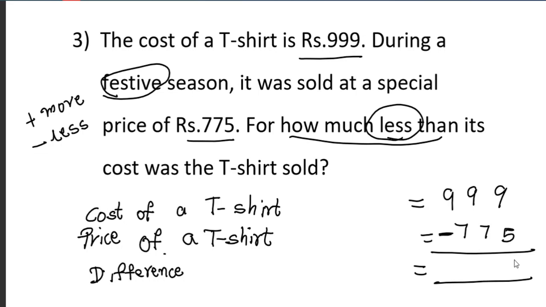9 minus 5, how much? 4. 9 minus 7, 2. So how much cost did they reduce? They reduced 224 rupees. So the t-shirt was sold at 224 rupees. Then its cost. Okay children, have a look.